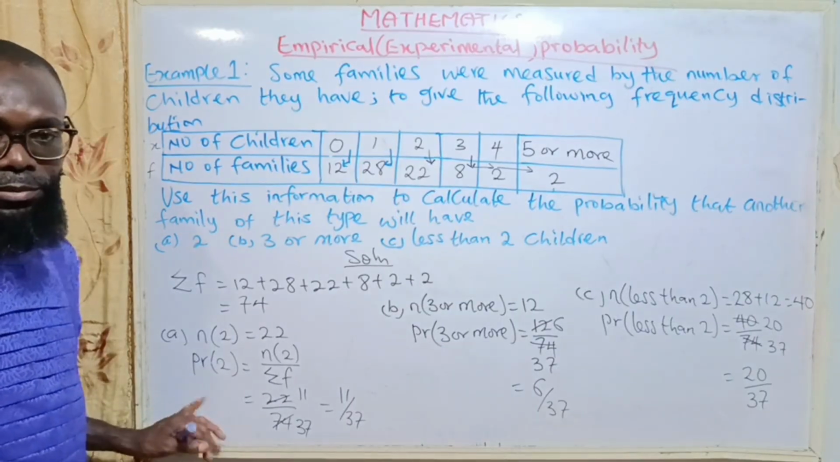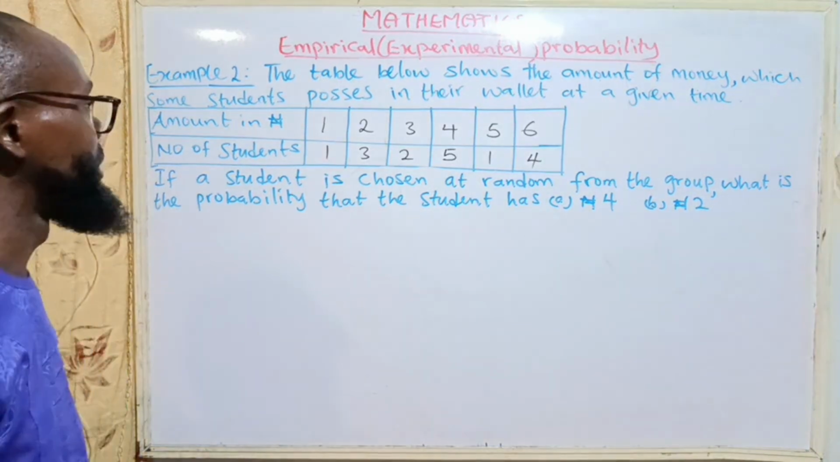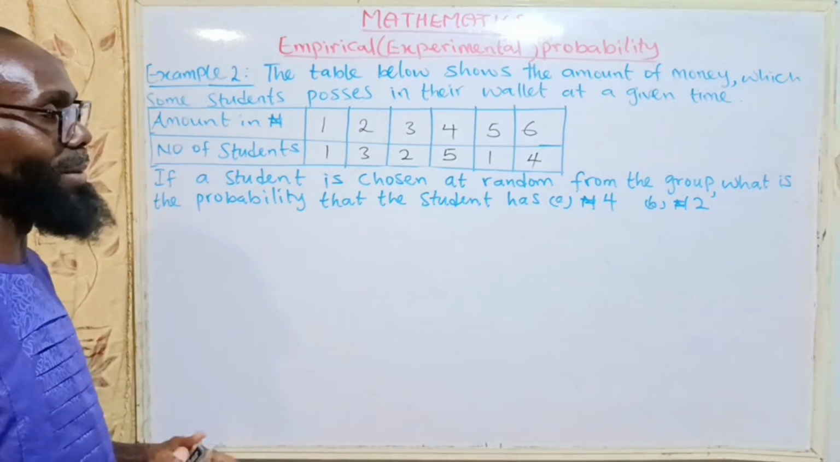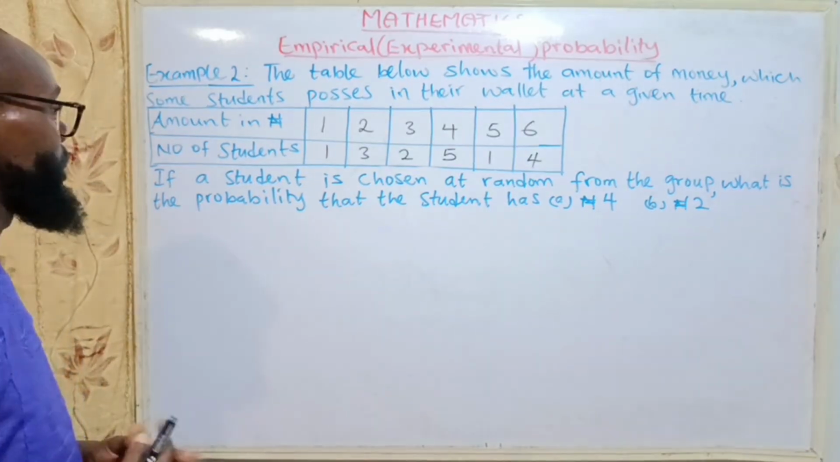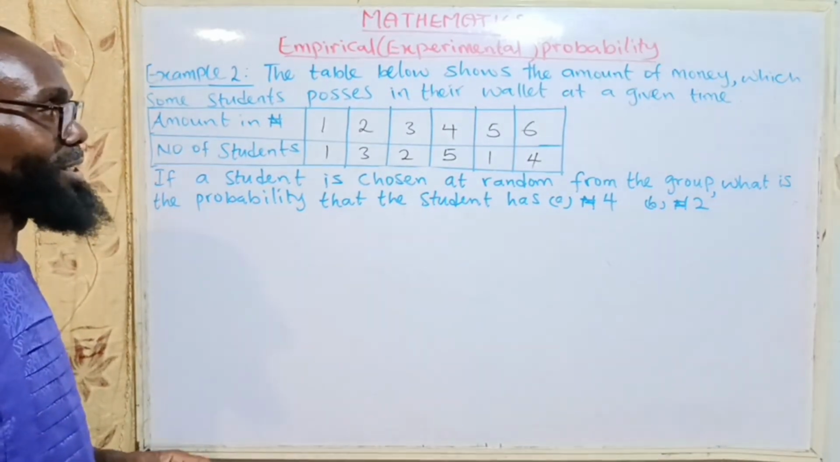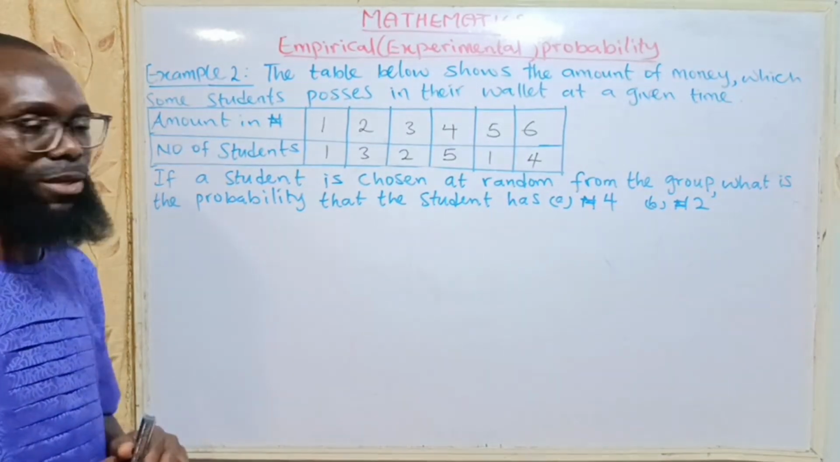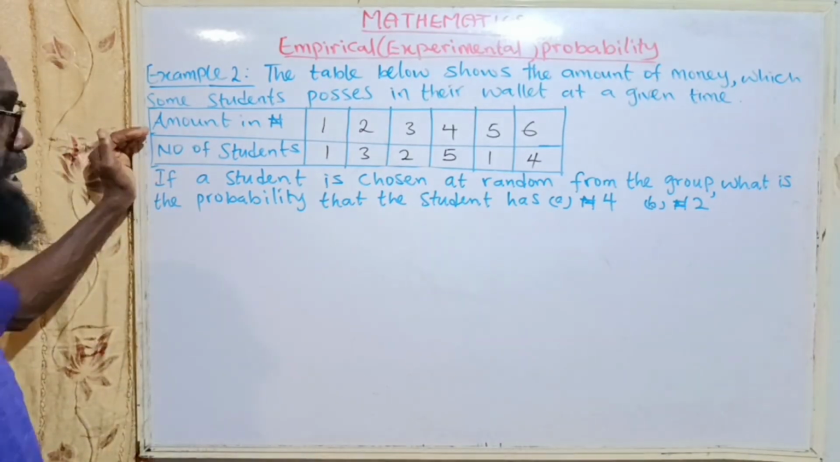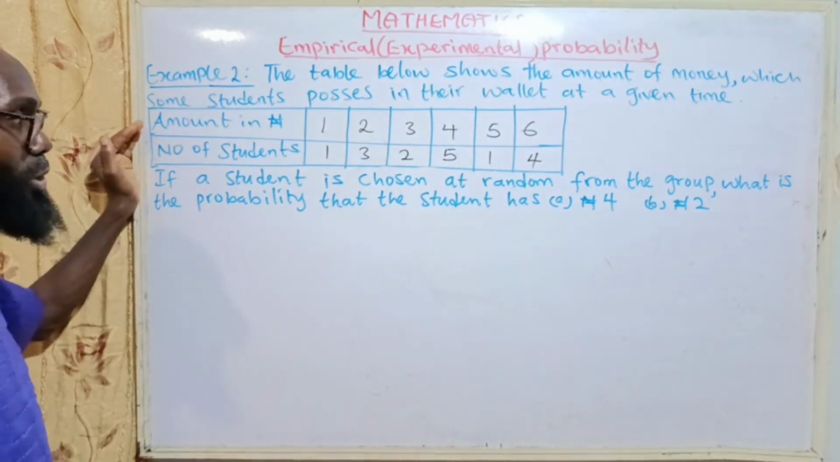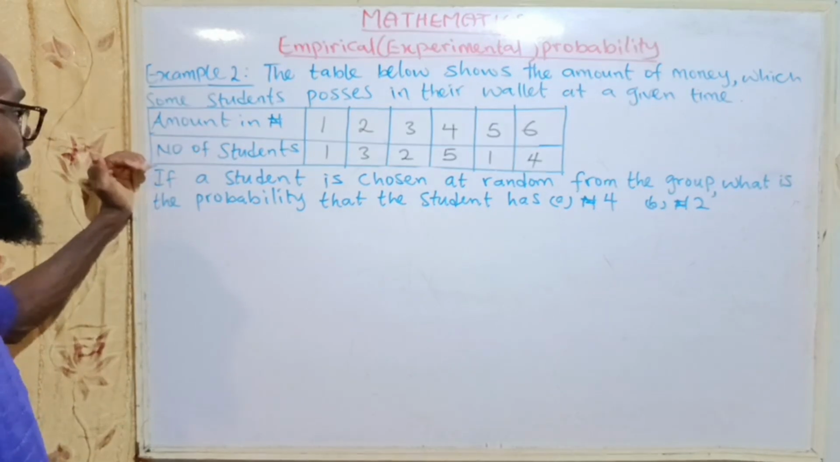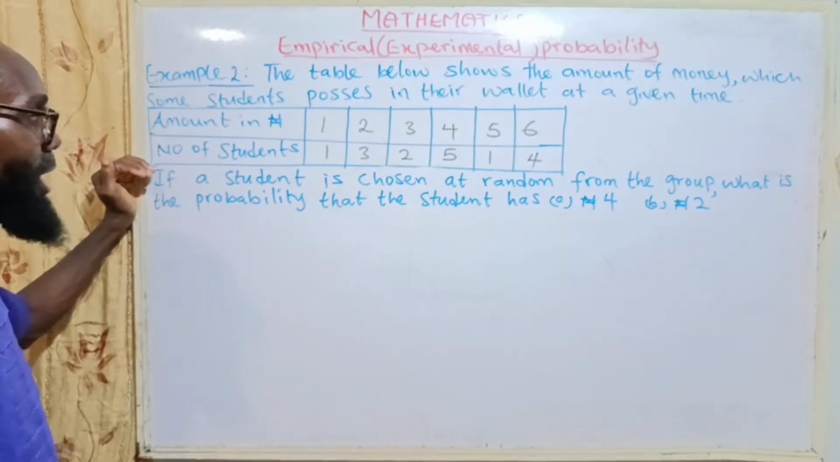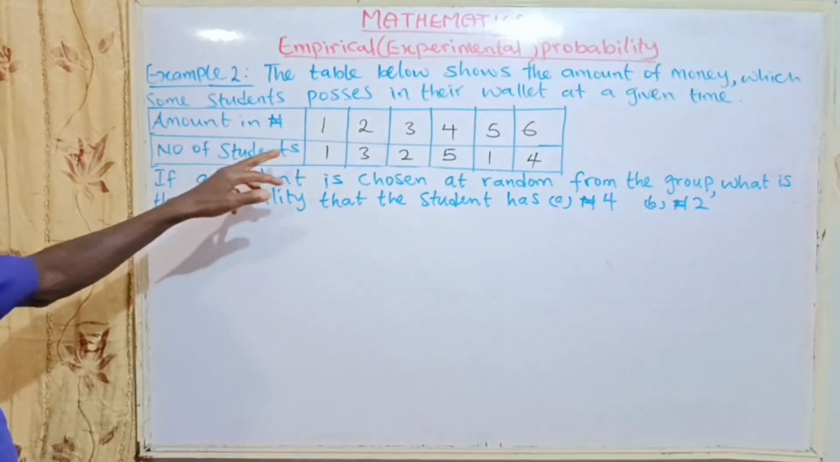So let's proceed. Example 2. The table below shows the amount of money which some students possess in their wallet at a given time. We have the amount in naira: 1, 2, 3, 4, 5, 6, and the number of students. The amount 1 naira.